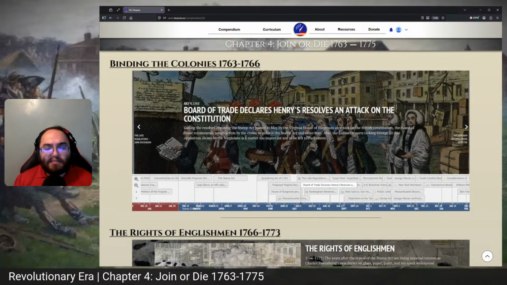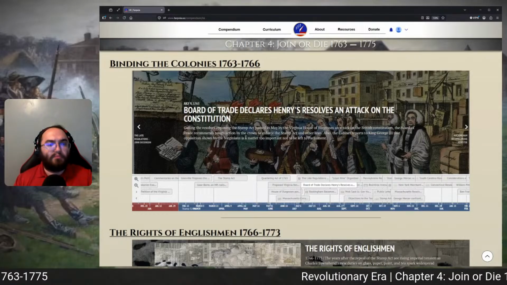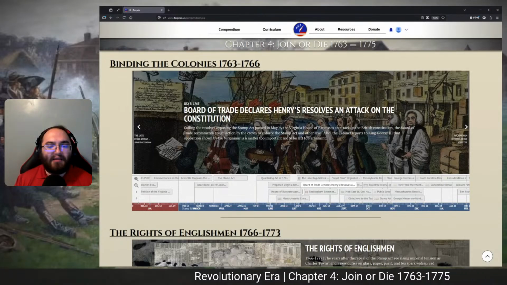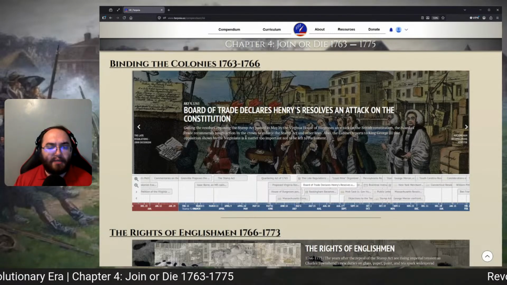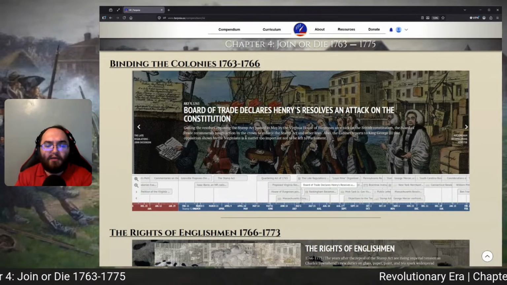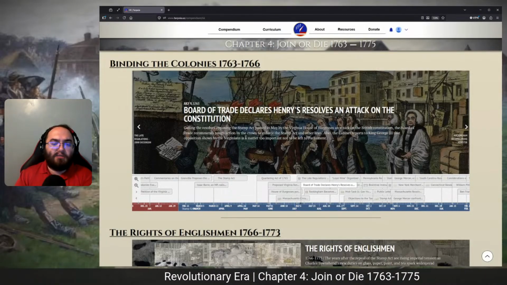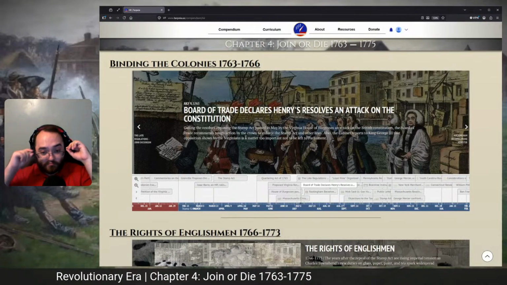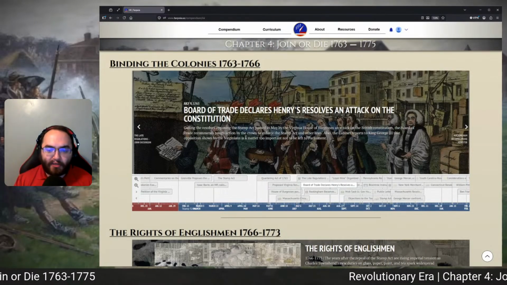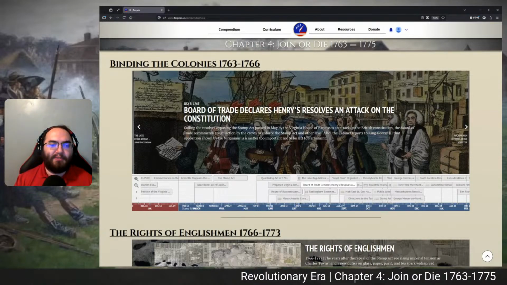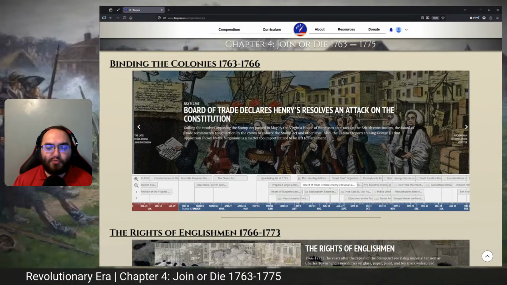And so, let's see, here's another document. The Board of Trade declares Henry's resolves, the ones passed by Virginia, an attack on the Constitution, that's the British Constitution, calling the resolves opposing the Stamp Act passed in May by the Virginia House of Burgesses an attack on the British Constitution. The Board of Trade recommends tough action by the Crown to enforce the Stamp Act and other laws. Also, the cabinet reports to King George III that the opposition shown by the Virginians is a matter too important not to be left to Parliament.